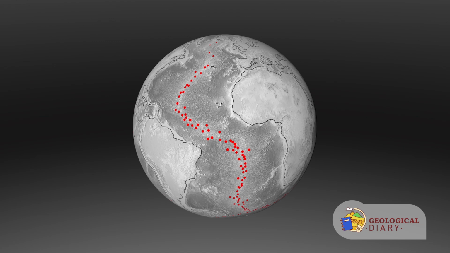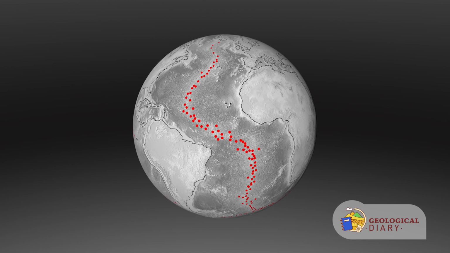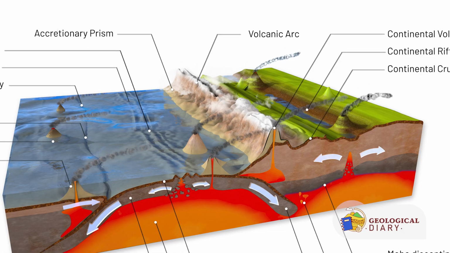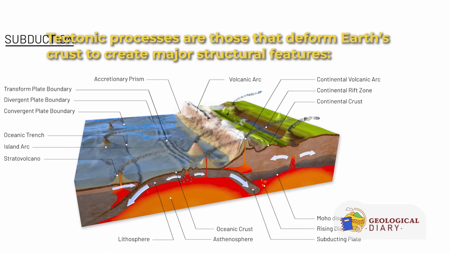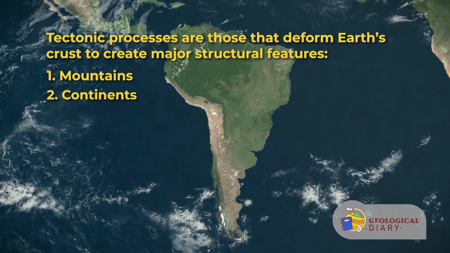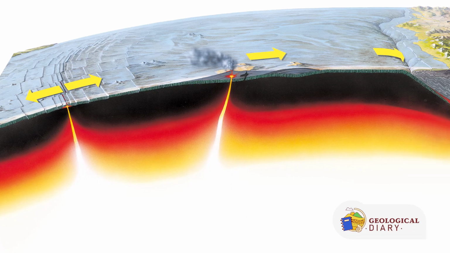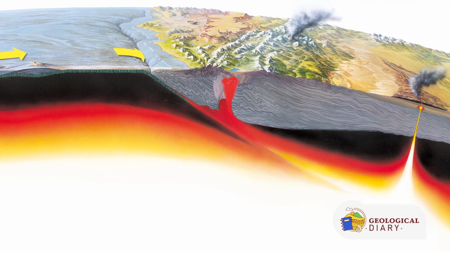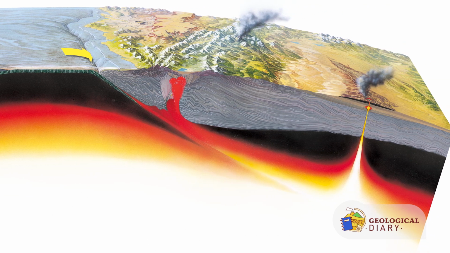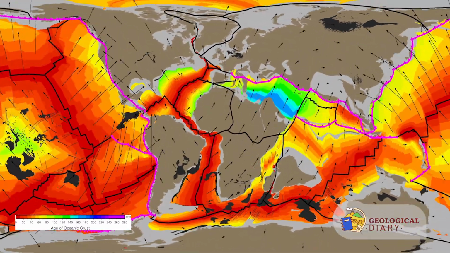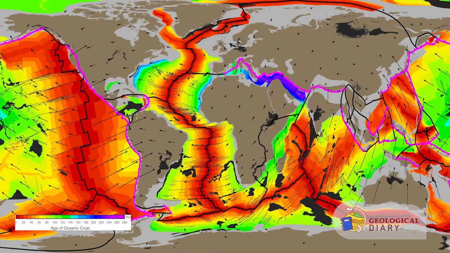Following the proposal of continental drift, the theory of plate tectonics constitutes an integral model of Earth's tectonic processes. At a larger scale, tectonic processes are those that deform the Earth's crust to create major structural features, such as mountains, continents, and ocean basins. Following continental drift, geoscientists, including geophysicists and geochemists, made several revealing discoveries that resurfaced the overall interest in the Earth's internal dynamics and the already existing continental drift hypothesis.